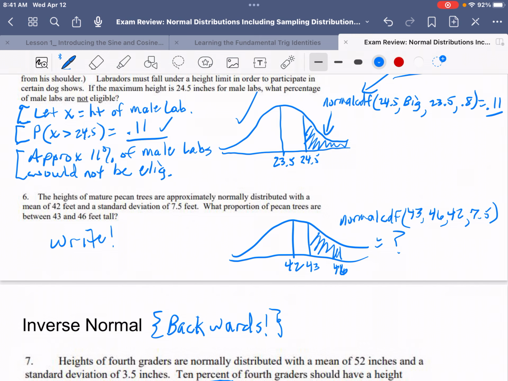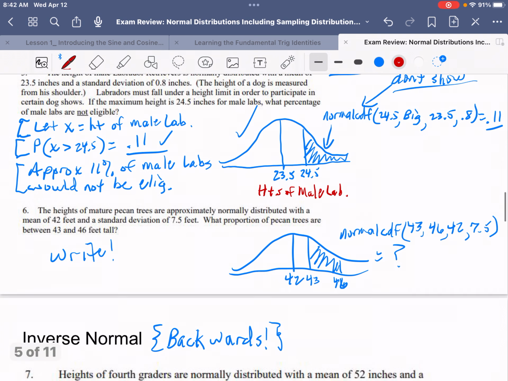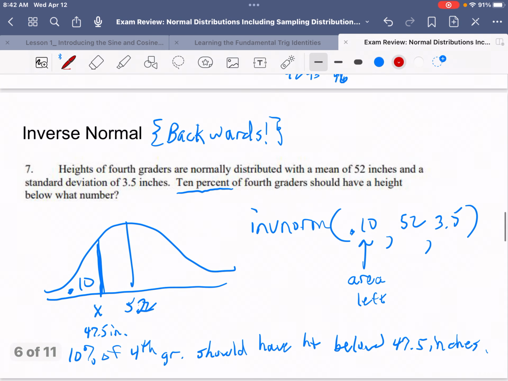So if we go back up to this problem about the Labradors, we would write heights of male Labradors. You won't get full credit if you don't give your picture a title. So here, above or below it, we would say heights of fourth graders. They're just going to nitpick you if you don't give a title.